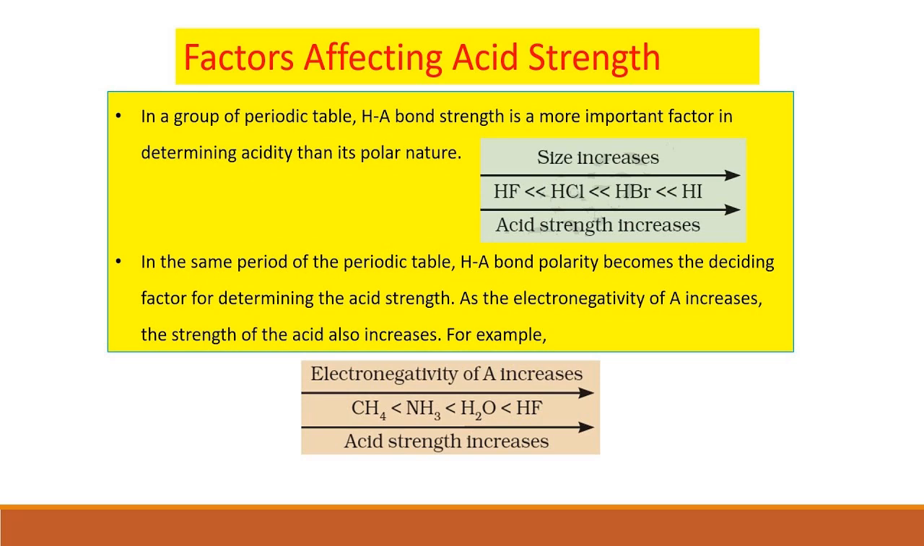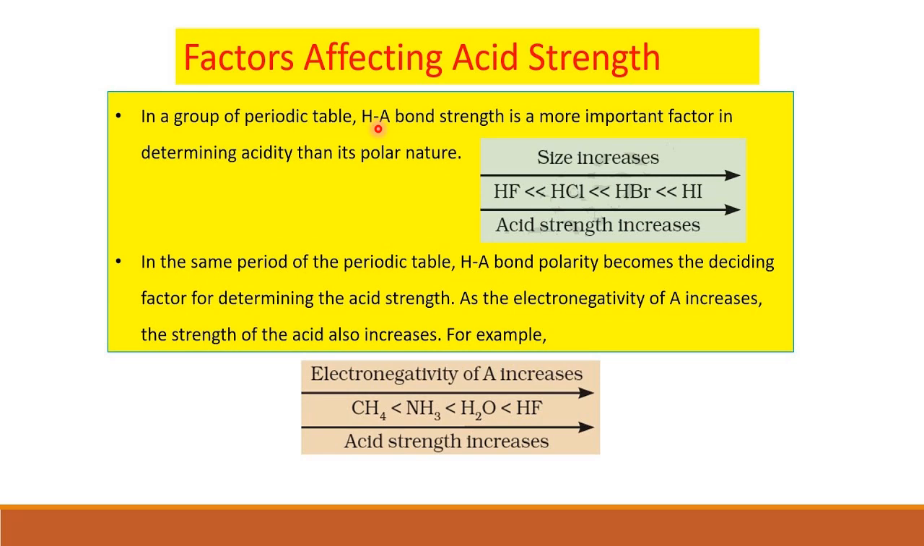Now, factors affecting the acid strength. On what ground is an acid told to be strong or weak? There are two factors. One is strength of the HA bond. For example, HCl bond, HF bond, HBr bond. That bond strength is important. If the bond is strong, it will not give H plus so easily, so it is not a strong acid. If the bond is weak, then it gives H plus ion easily. The one which gives H plus easily is the strong acid.